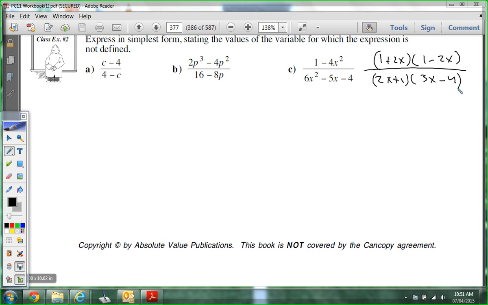Nick, what's my non-permissibles? 4 over 3 from that one, so it can't be. And you said negative 1/2. Okay, good. And then what can we cancel, Natalie? Right, these are the same things. Okay, addition is interchangeable. So 1 plus 2x and 2x plus 1 is the same, so we still can cancel that. So our simplified answer would be 1 minus 2x over 3x minus 4.